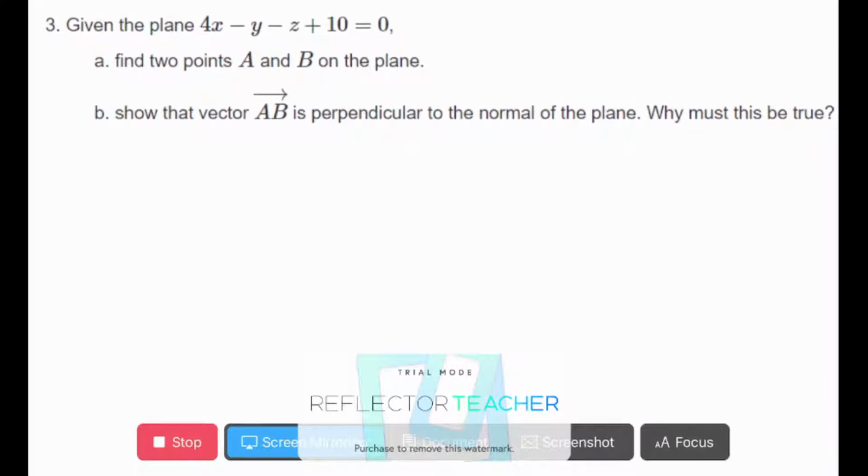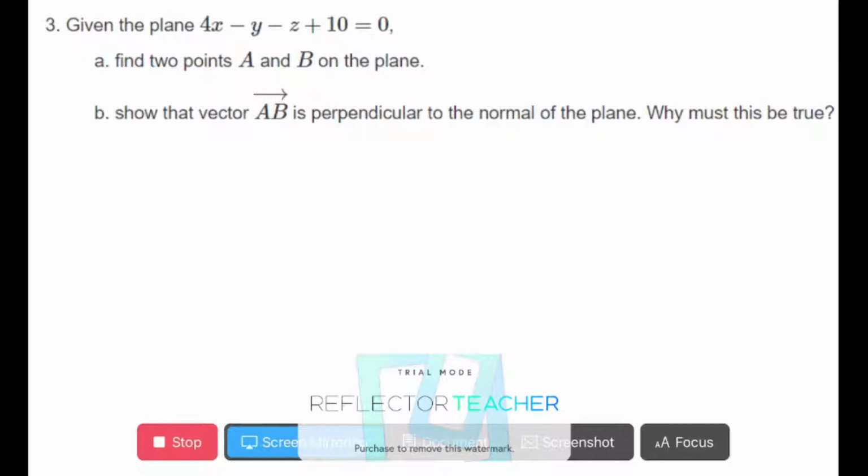Next up, what else can we do with our skills? Given the plane 4x minus y minus z plus 10 equals 0, and that's our Cartesian form once again. A, we are asked to find 2 points, A and B, on the plane. And B, show that the vector AB is perpendicular to the normal of the plane. Why must this be true? We'll get there in a minute.